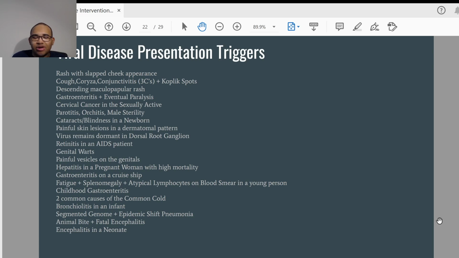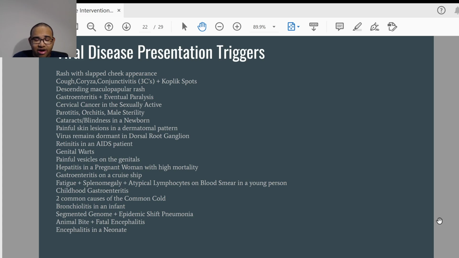And then fatigue, splenomegaly, and atypical lymphocytes on a blood smear in a young person, that's EBV, that's HHV4. Childhood gastroenteritis, remember that's the only double-stranded RNA virus, that's rotavirus, right? And then two common causes of the common cold, that's coronavirus and rhinovirus. Now, rhinovirus is the most common.